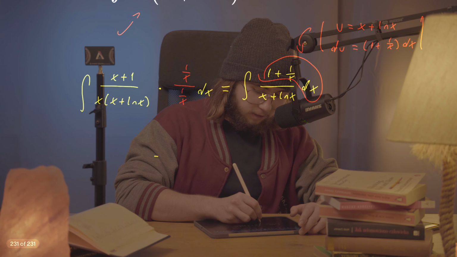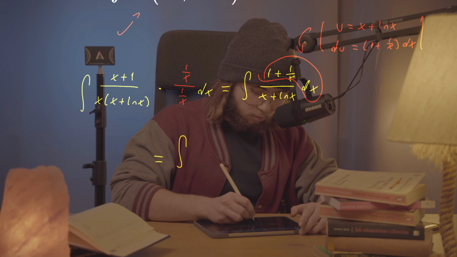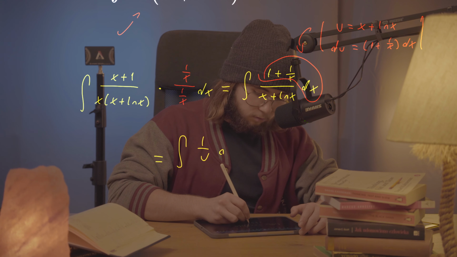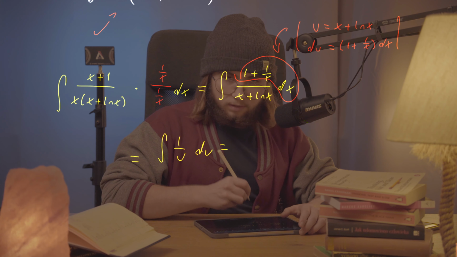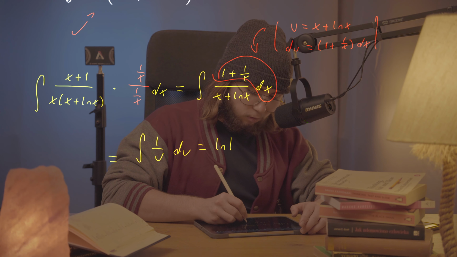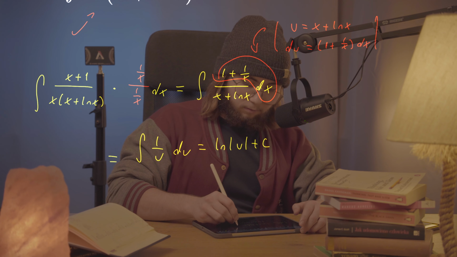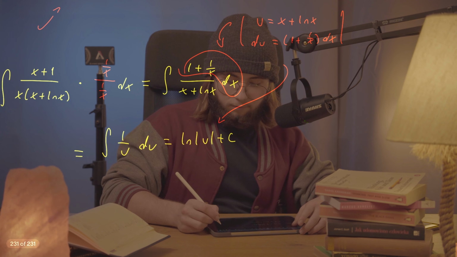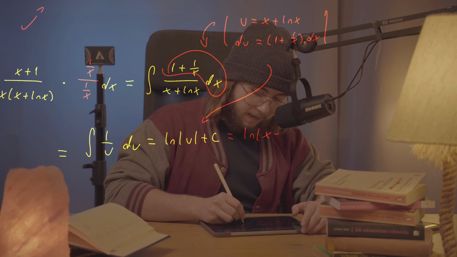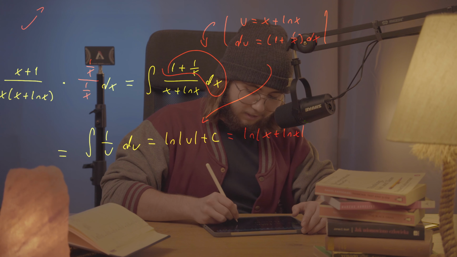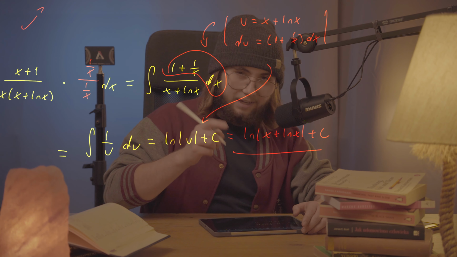my integral. I'm gonna get the integral of 1 over u with respect to u. But this thing is just the natural log of the absolute value of u plus a constant. Now just kind of plug in my u sub back into the final result. I'm gonna get this all equal to the natural log of (x plus the natural log of x), and then all plus a constant.